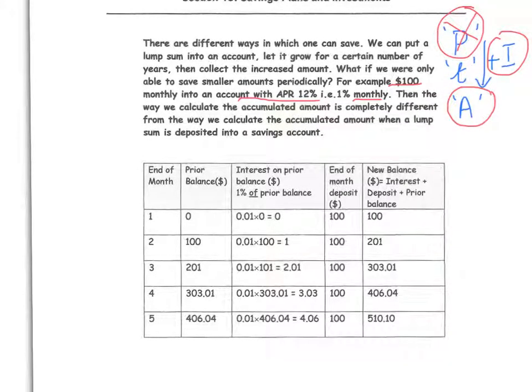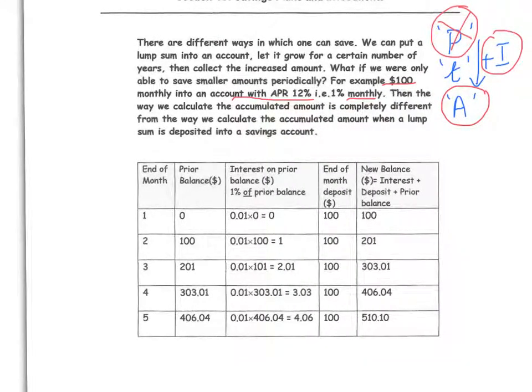So we have an account. Let's put $100 into the account every month, at the end of every month. The interest that collects at the end of the first month is 0 because there was nothing in the account the entire month. We added $100 to the account at the end of the month. So at the end of the first month, the total amount we have in our account is $100.